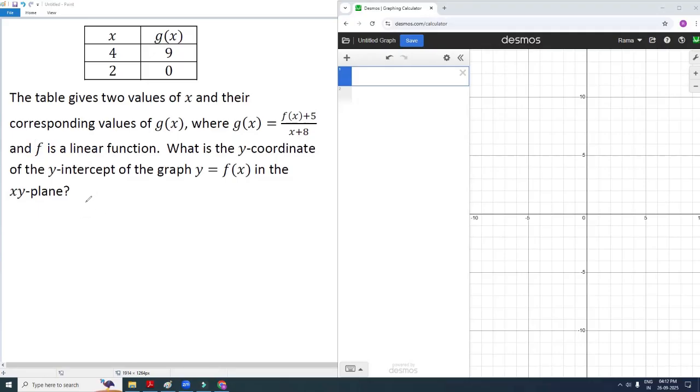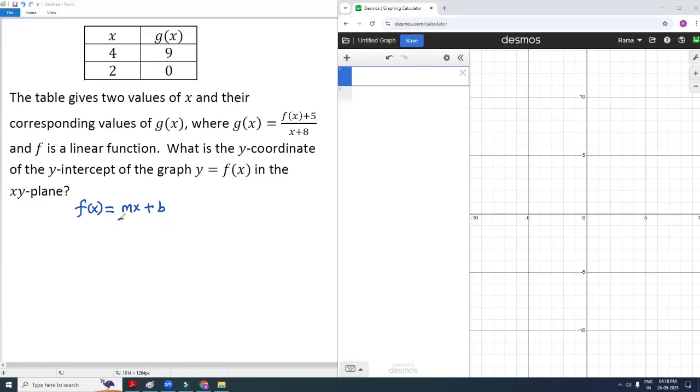Since f is a linear function, it can be written in slope-intercept form, that is f of x equals mx plus b. Okay, when we write a linear function in slope-intercept form, that is in the form mx plus b, the constant b over here gives the y-coordinate of the y-intercept. So here we have to find the value of this constant b.